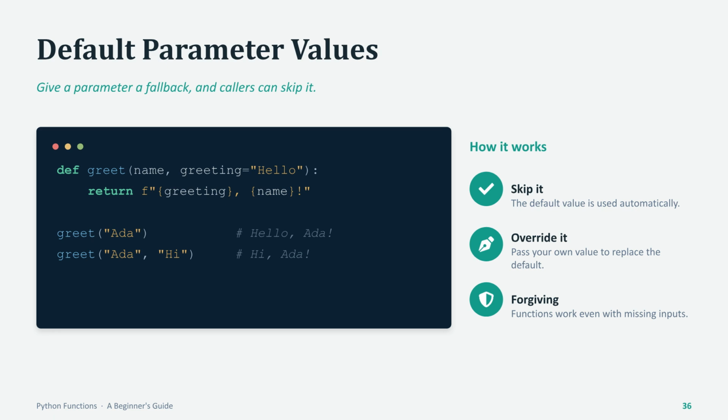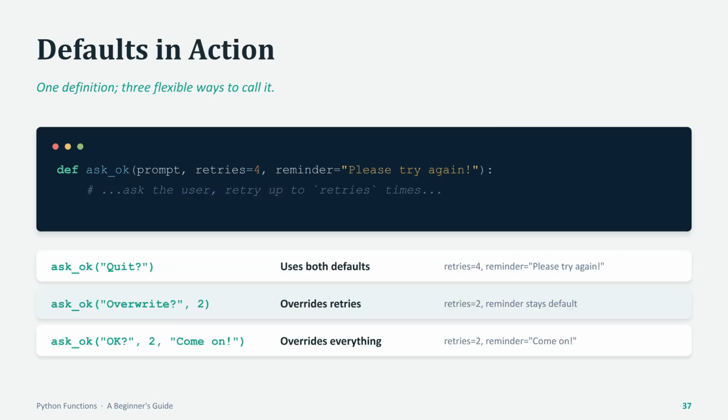Default parameter values allow your functions to be even more flexible. By providing a fallback value in your definition, callers can choose to skip that parameter entirely. This shows how a single function can be called in 3 different ways. You can use the defaults, override some, or replace all of them depending on your specific need.